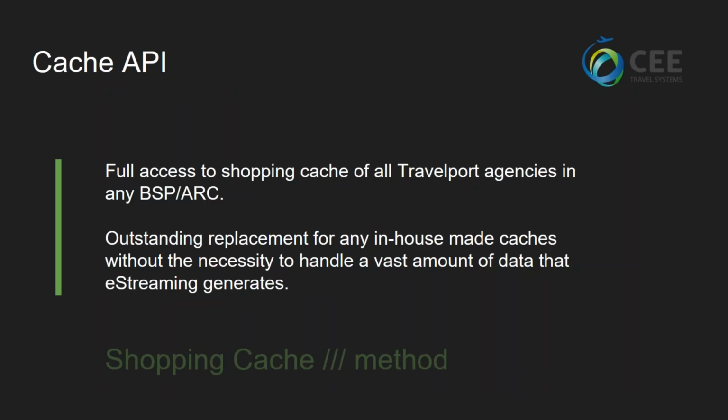So the first and most obvious is the Cache API. It gives you full access to the shopping cache of all Travelport agencies in NABSP and/or ARC. It can be an outstanding replacement for any in-house made caches that you probably have, without the necessity to handle a vast amount of data from Travelport eStreaming. So you can imagine all your competitors, all the offline agencies, all the results that they get are in our hands and ready for you.